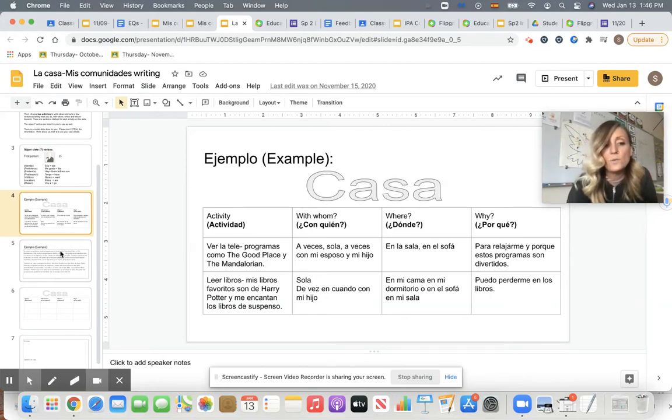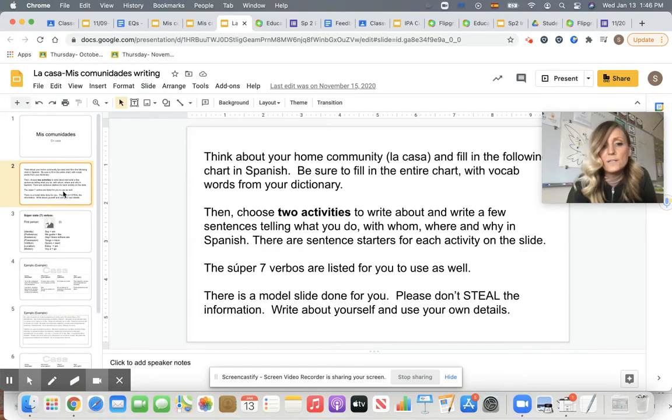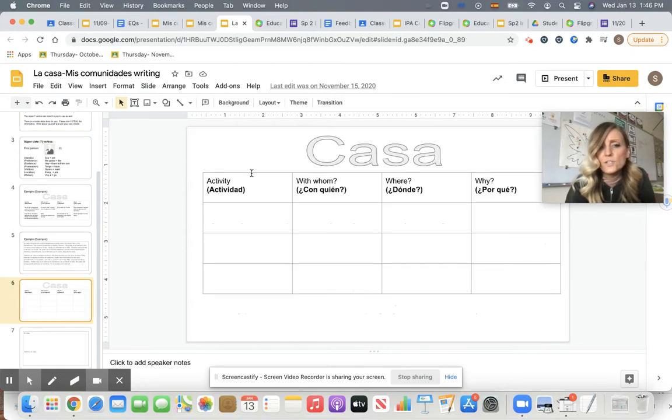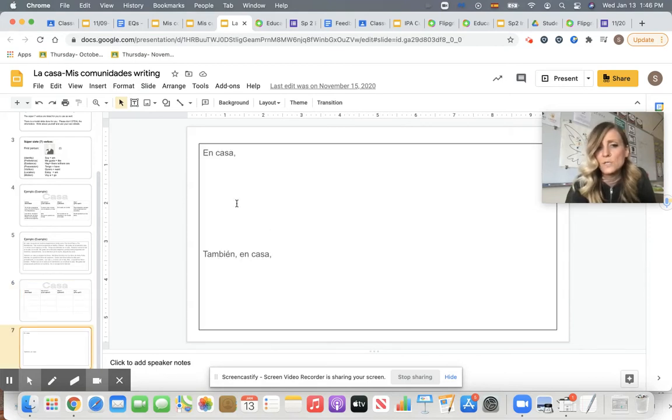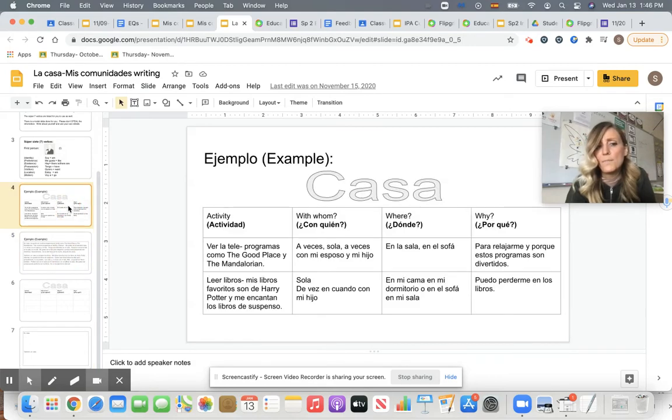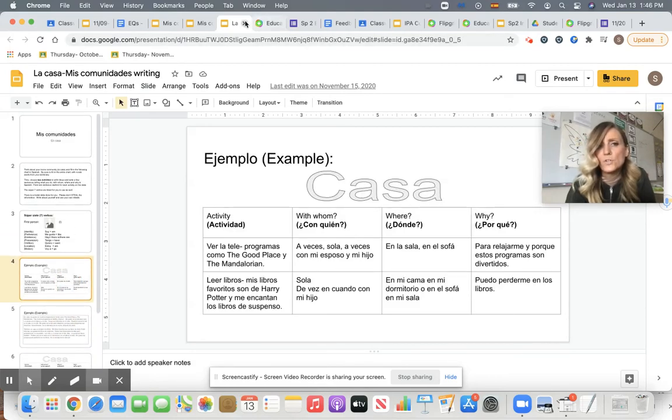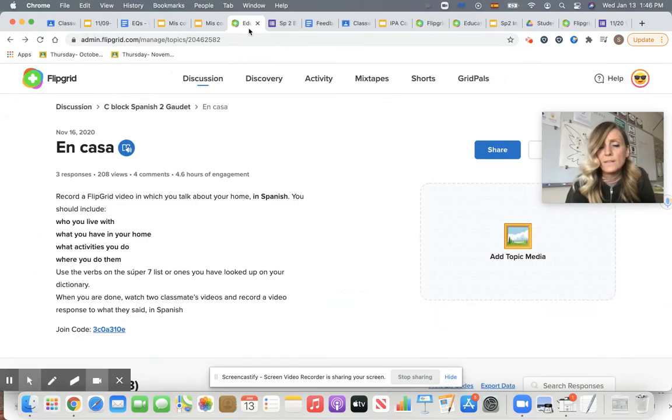Here, what I'm showing you is just an example of one of those activities. It was a writing activity. They had to go through and choose 2 activities. They had to fill out this chart, the activity, with whom do they do it, where do they do it, why do they do it, all focused around home. And then they take all that information and they're supposed to start to build some sentences. And I gave them some exemplars that I had created myself. So that would be an example of an activity that they would do.